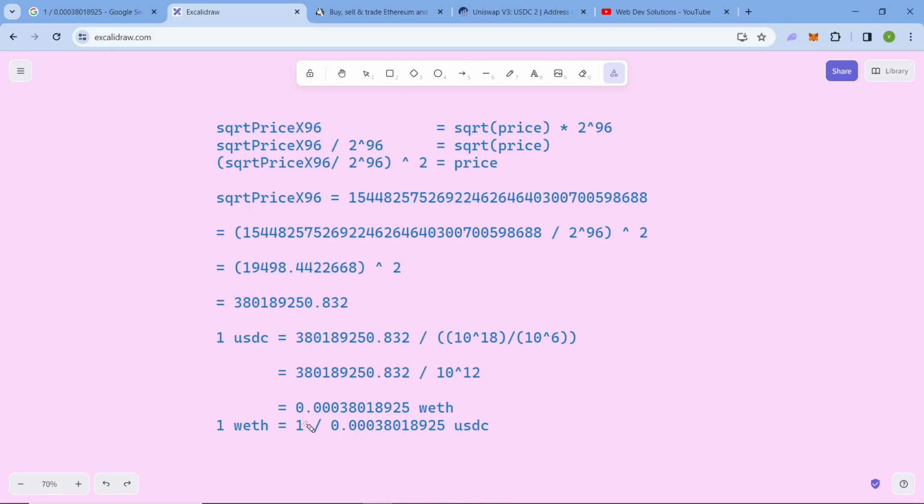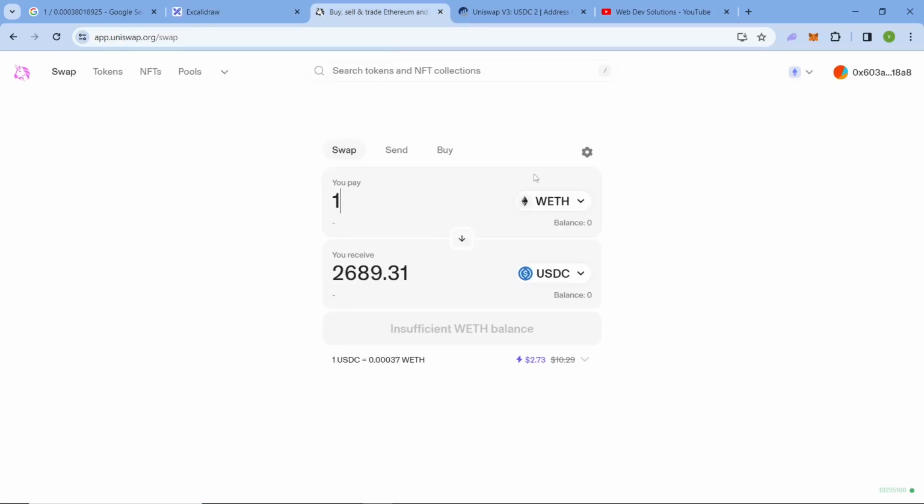As you can see over here, we got how many wheat we can get for 1 USDC. It is showing over here. We just calculated the amount of wheat which we can get by providing 1 USDC. Now let us see whether this number is actual or not. You can calculate again by yourself as well. The link for all this will be in the description. So let's see this.